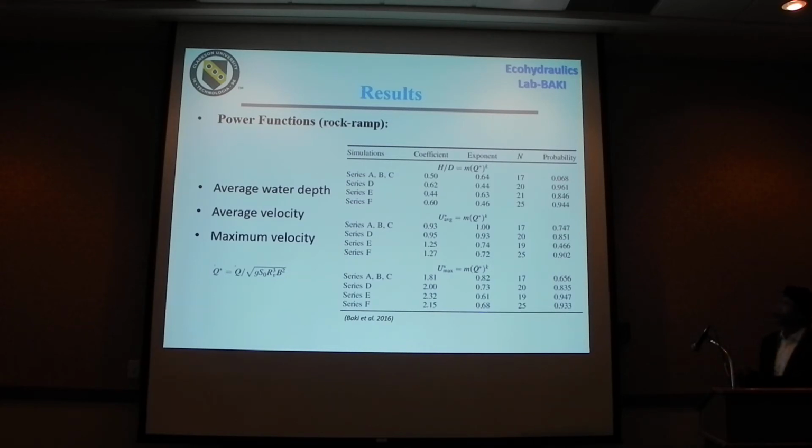Like if we consider the rock ramp, then how can we design this rock ramp? From this perspective, we propose the empirical equations. For example, how can we calculate the average water depth, average velocity, extent velocity, etc. using those equations. Where the key variable is the dimensionless discharge.